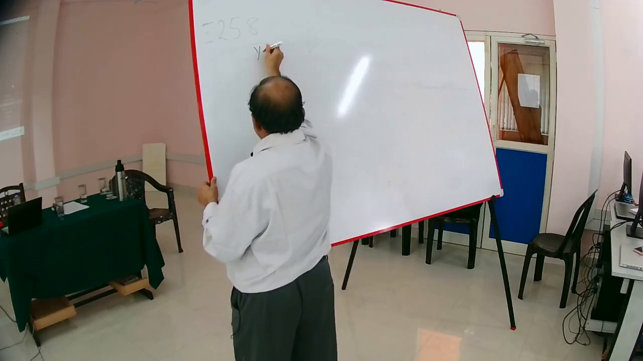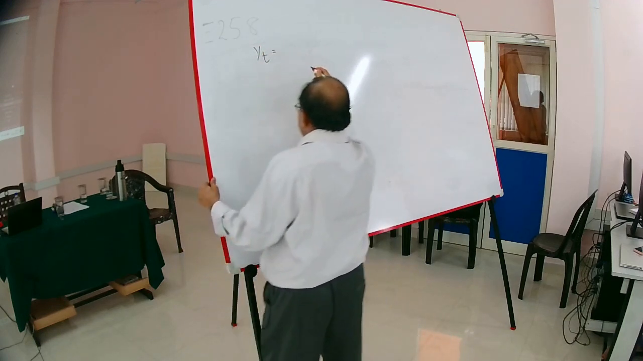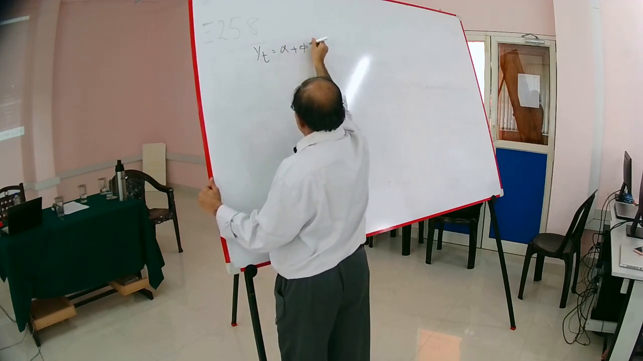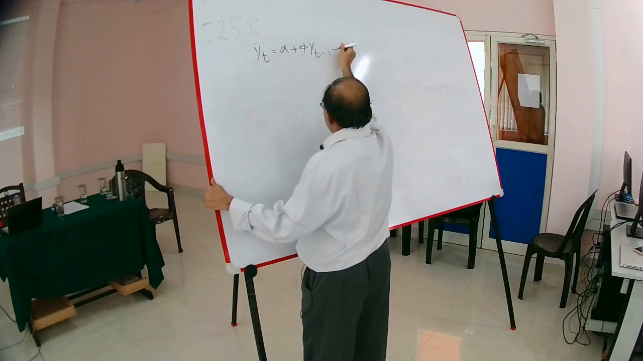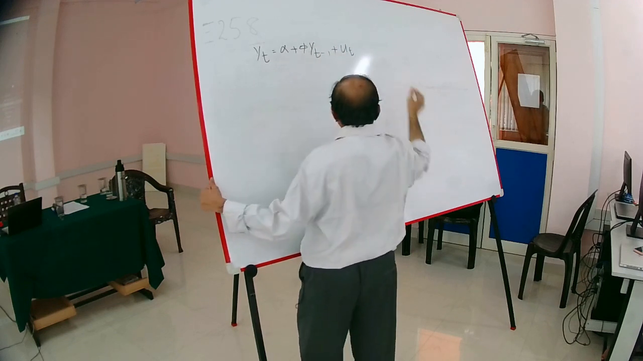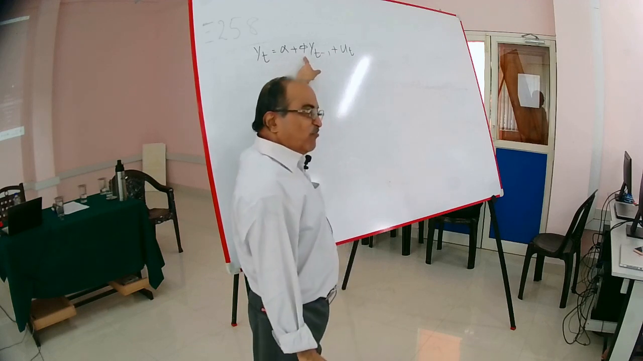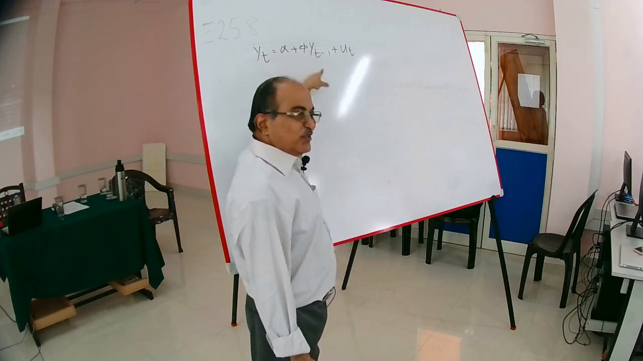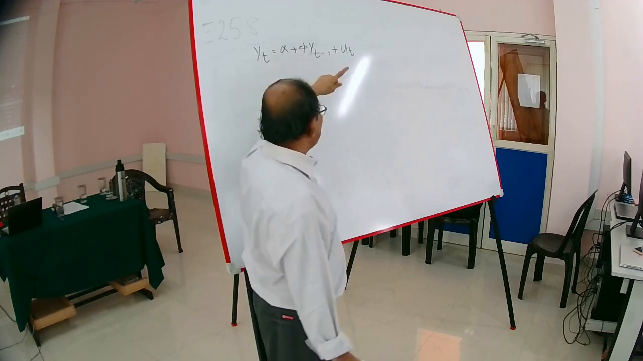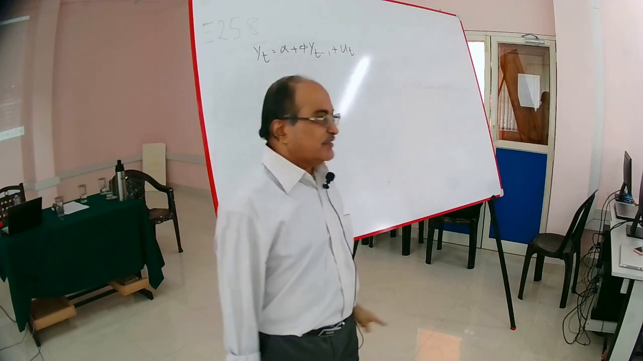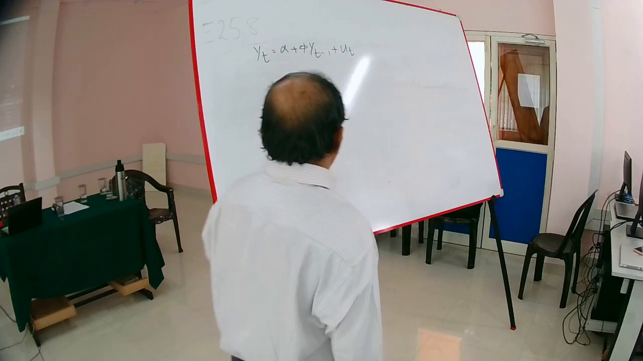So given an AR(1) series, say y_t = alpha + phi y_{t-1} + u_t, where u_t is white noise. If phi is less than 1, is it stationary or non-stationary? Stationary. If phi is equal to 1, it is non-stationary, right?